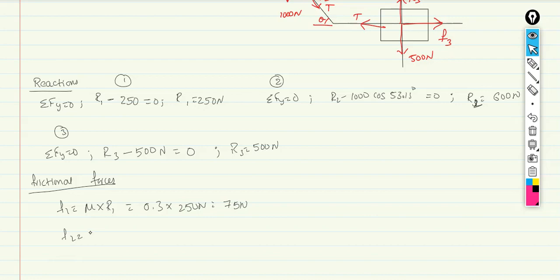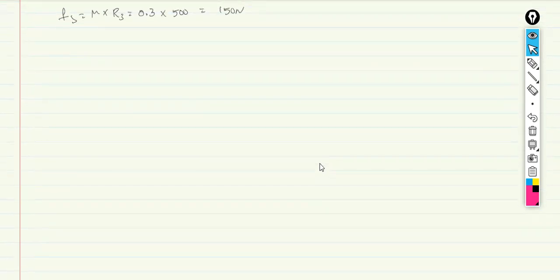Similarly, F2 is equal to mu into R2, that is 0.3 into 600, so you will get 180 newtons. Similarly, F3 is equal to mu into R3, that is 0.3 into 500, that is 150 Newton. Now we know all the unknowns, then go for work energy theorem.